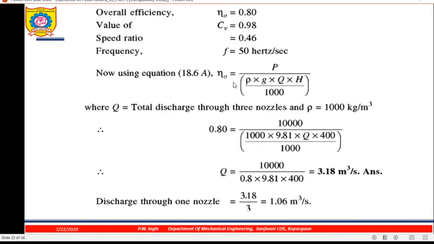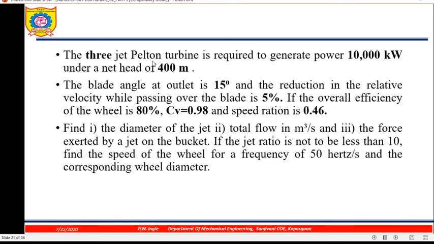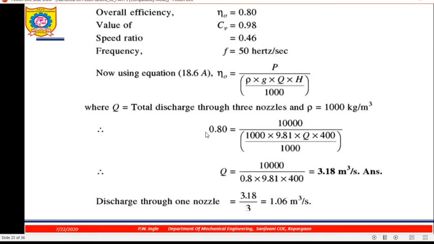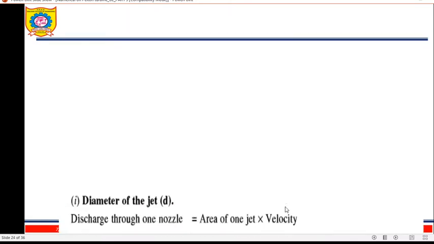So overall efficiency is 0.80, P is 10,000 kilowatt, so 1000 into 9.81 into Q into 400 upon 1000. So you are getting Q. Q is 3.18 meter cube per second. Now how many nozzles? 3 nozzles are there, it is mentioned in the problem, 3-jet Pelton turbine. So discharge for 1 nozzle is 3.18 upon 3, so 1.06 meter cube per second.